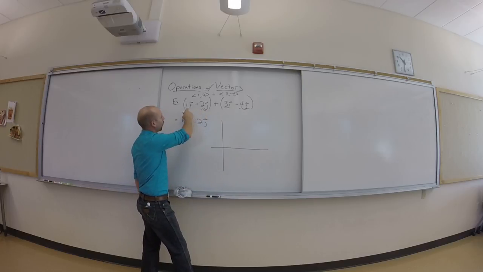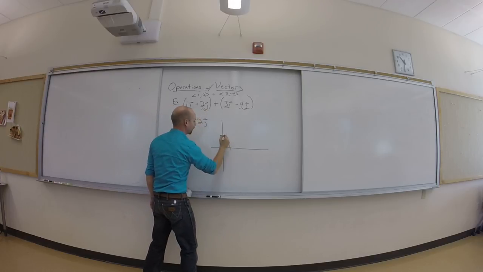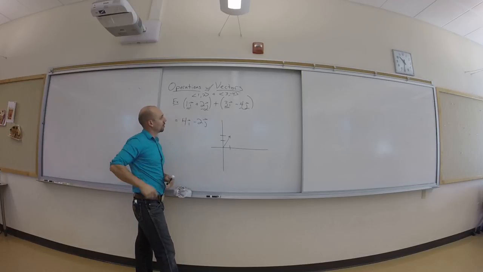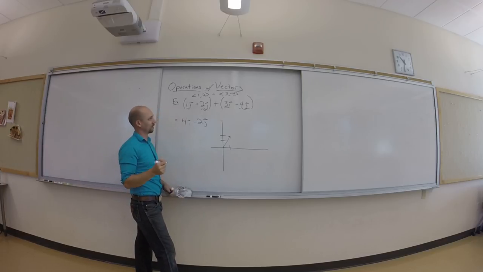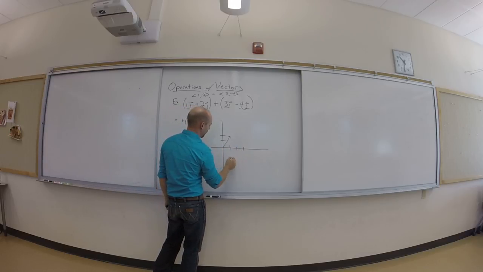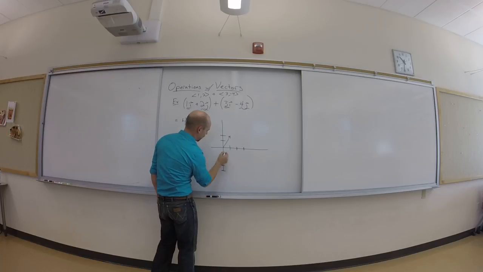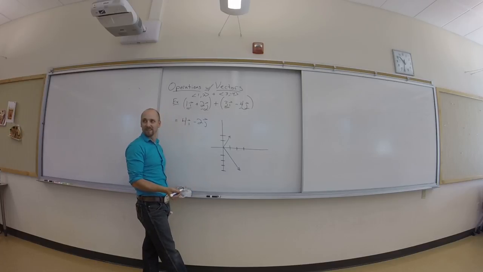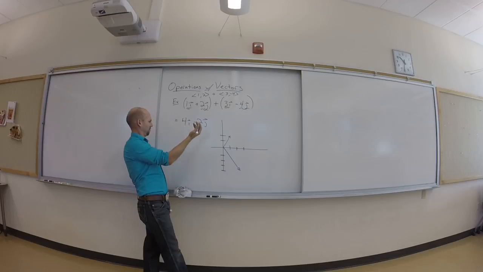Okay, let me draw these two things. So I got 1 over 2 up, arrow. That's my first vector. What's my other vector look like? Over 3 down 4 from the origin, right? Okay, so I'm going to go over 3 down 4. That's down here. Okay. Where did I end up? Like almost exactly in the middle.